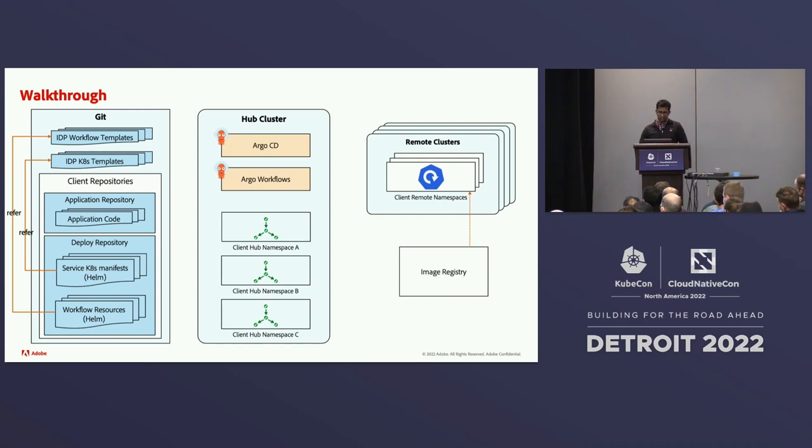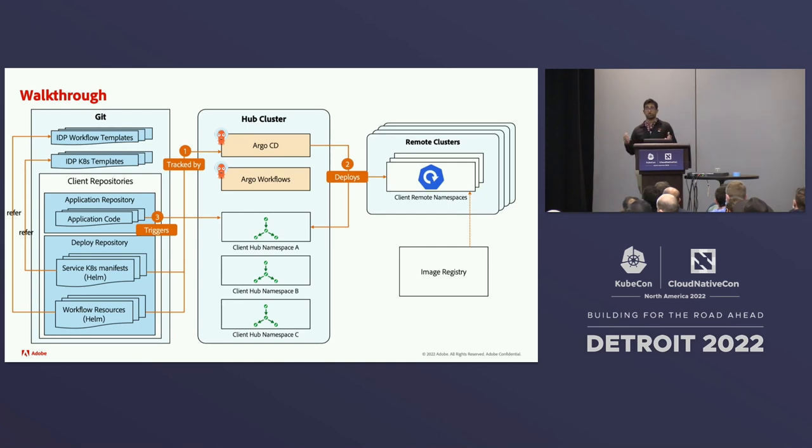So how do these pieces connect? To start with, Argo CD is always tracking the client deploy repository manifests. It's doing this because it's constantly deploying them to the workflows on the hub cluster, as well as the actual deployed resources on the remote cluster itself. Following this setup, any change made to the application code will trigger a workflow inside the client hub namespace. Specifically, this requests a workflow from the Argo Workflows controller that's running, and the Argo Workflows controller will execute a workflow in the namespace that requested it.